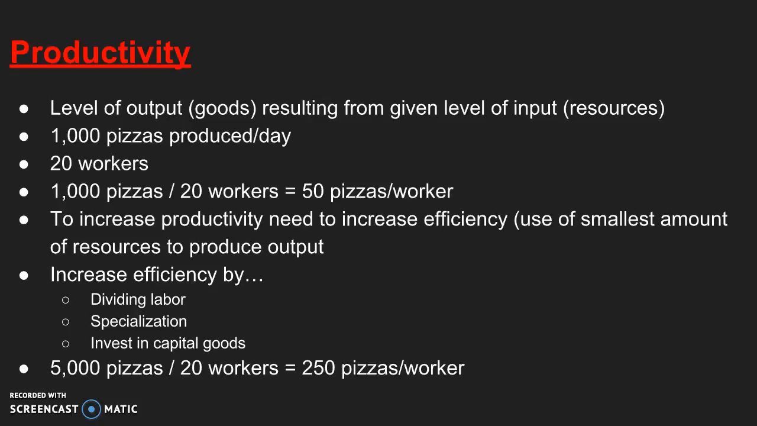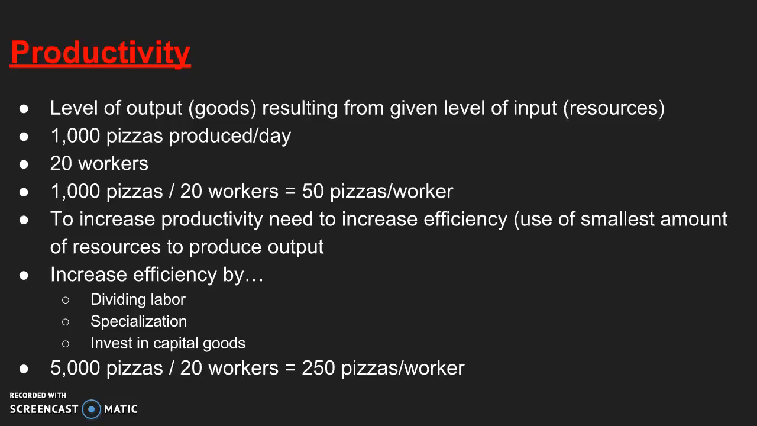Now, to increase productivity, what you need to do is increase efficiency. And efficiency is basically using the smallest amount of resources to produce the output. So the more efficient you are, that means you're using fewer resources, but still producing either the same output or maybe even more output. Okay, so you want to use fewer resources, just basically be smarter in the way that you produce your goods. There's a couple of ways you can increase efficiency.